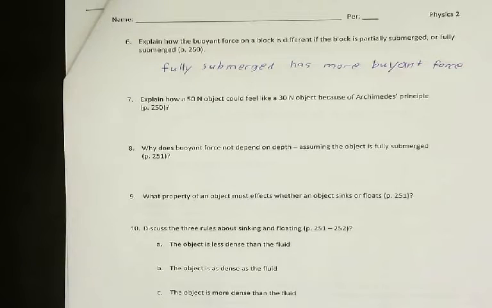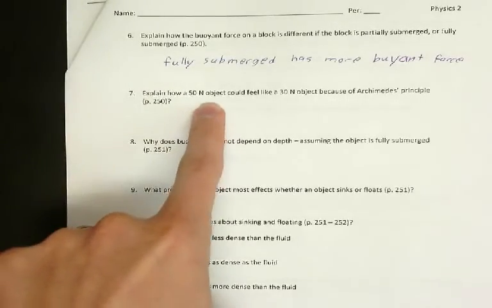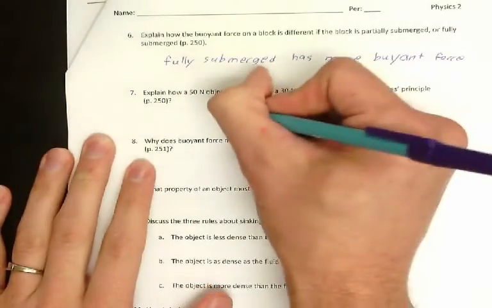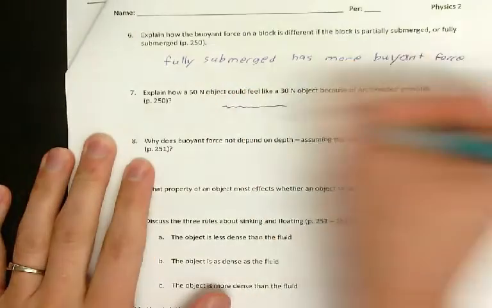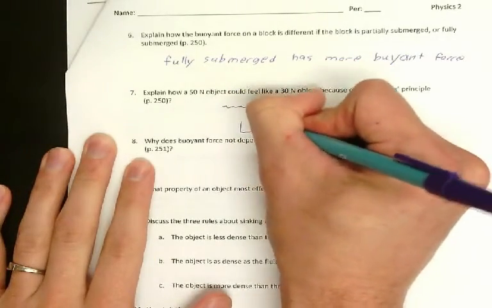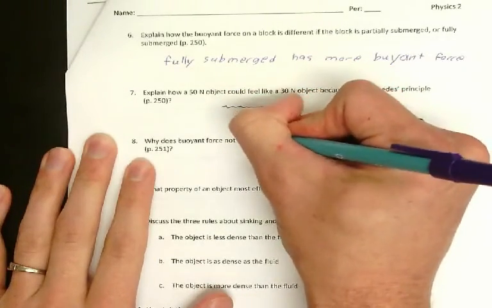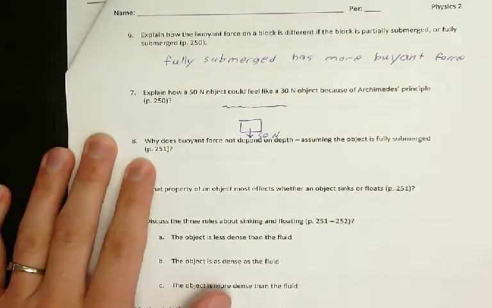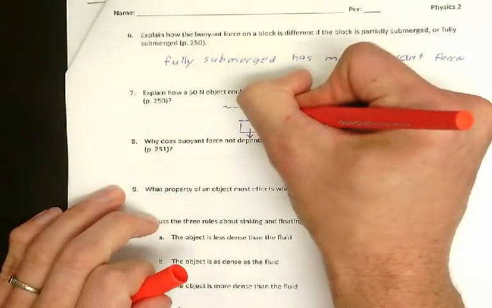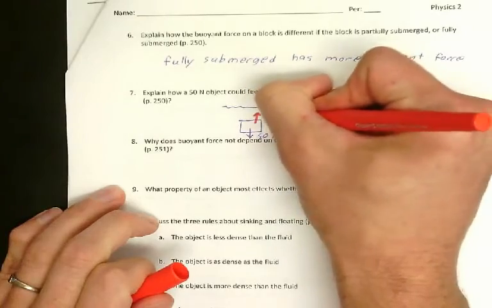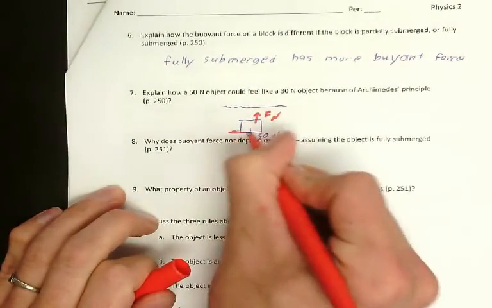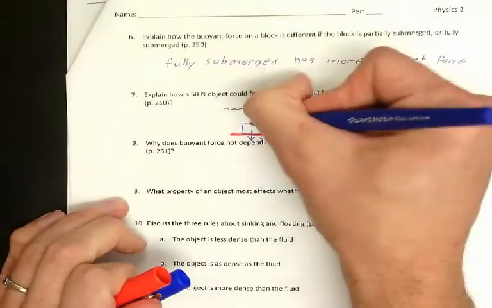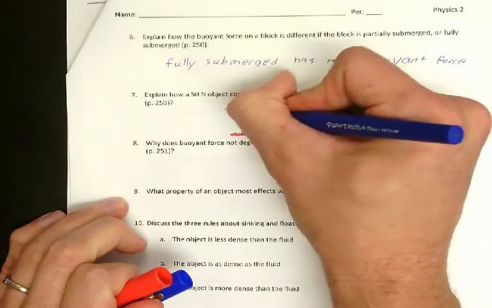Okay. Explain how a 50 newton object could feel like 30 newtons. So if you've got an object under the water sitting on a scale, if the gravity down is 50 newtons, there are two forces acting up. There's the normal force from sitting on the surface, and there's the buoyant force from being in the fluid.